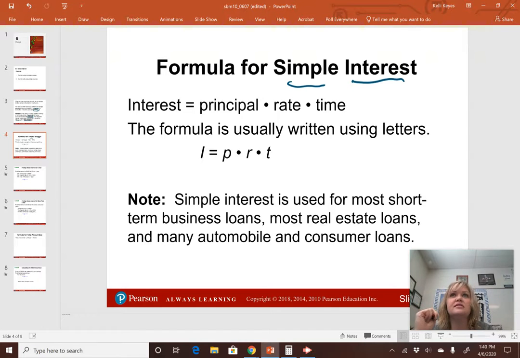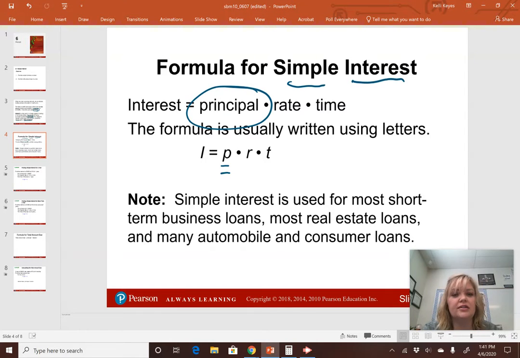Now, let me clarify. Simple interest is used mostly for short-term loans, most real estate loans, and many automobile loans. What that means is they're only doing the interest on the principal amount, only on that. So it's whatever you deposit if it's a savings account, or whatever you borrow if it's a loan. They're only putting interest on that amount, which can be good and bad. I'll explain more of this when we talk about compound interest on Wednesday. But anyhow, simple interest just earns the interest on that principal amount.